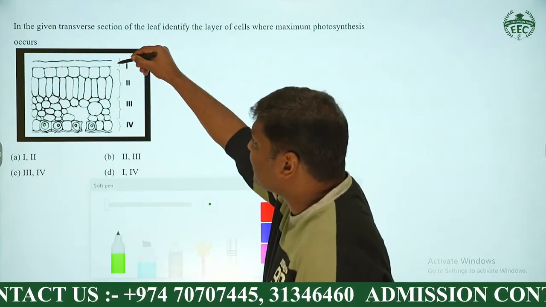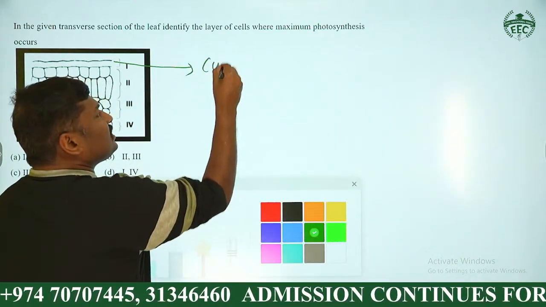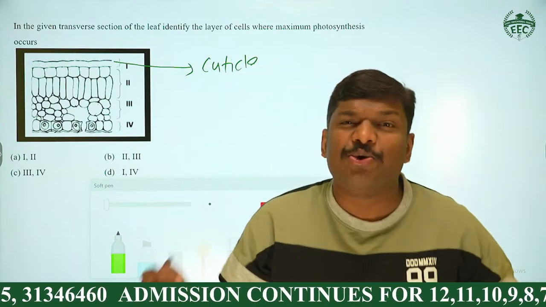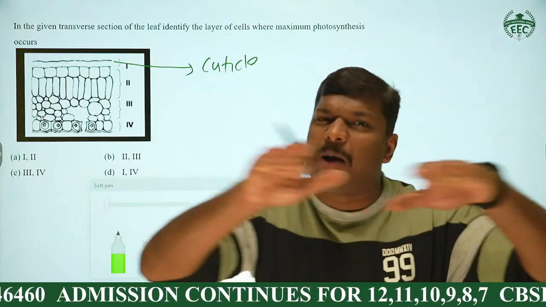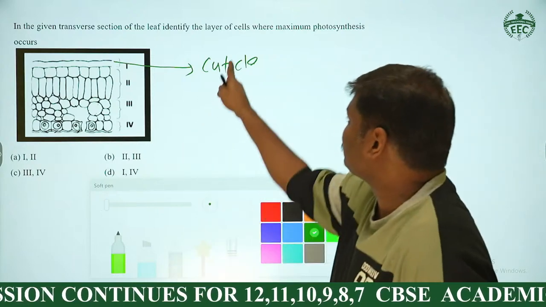Here you can see the first region. The first region is called a cuticle, my dear students. C-U-T-I-C-L-E, cuticle. It is the upper area, and it is responsible for protecting the leaf, you know that. That is what we call a cuticle.